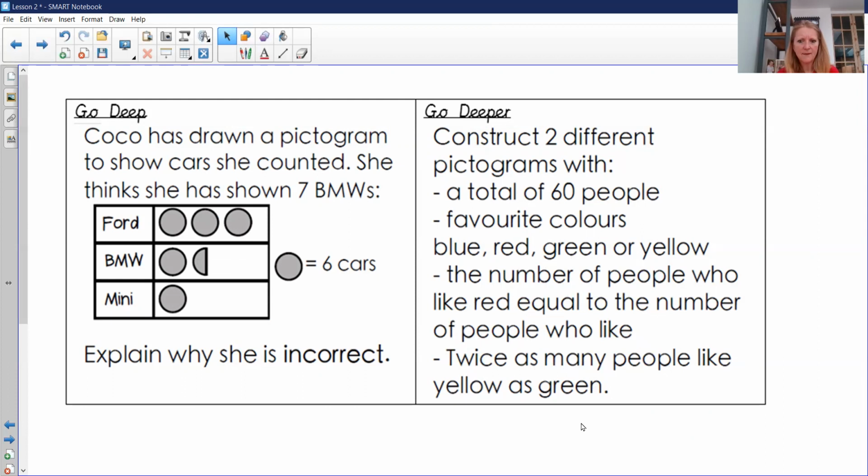So you've got 60 people all together. It's got to total to 60. It's got to have favourite colours, and there are 4 colours. And the rest you're going to have to do a little bit of working out. So red has got to equal the same as one of the other colours. I'm guessing blue, maybe? Twice as many people like yellow as green. So if 4 people liked green, then 8 people would like yellow. Gosh, that's a tricky go deeper today.